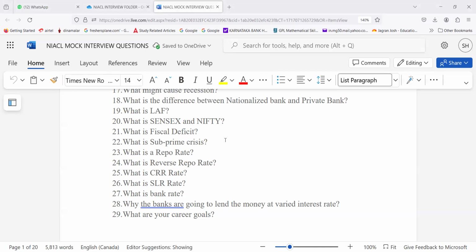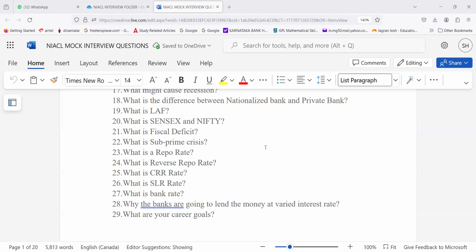Now I am going to the next question. I will read some 5 questions, out of which whatever question for which you need explanation, tell me, I will explain. 21, what is fiscal deficit? 22, what is subprime crisis? 23, what is a repo rate? 24, what is a reverse repo rate? 25, what is CRR rate?